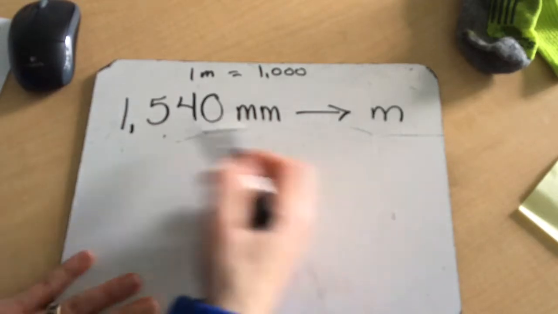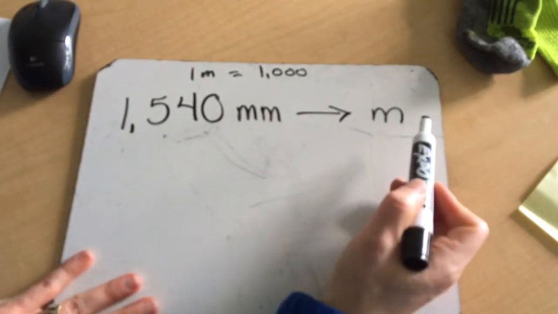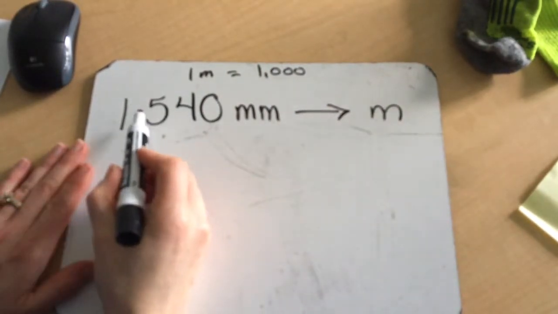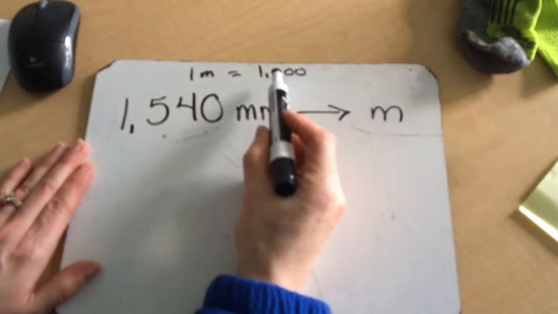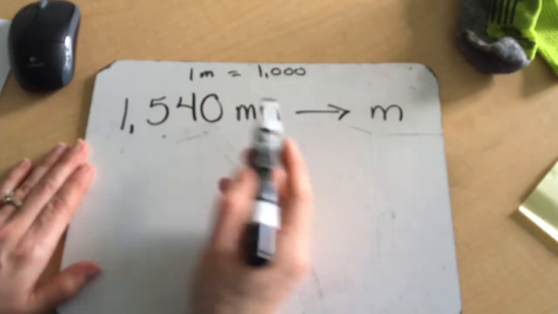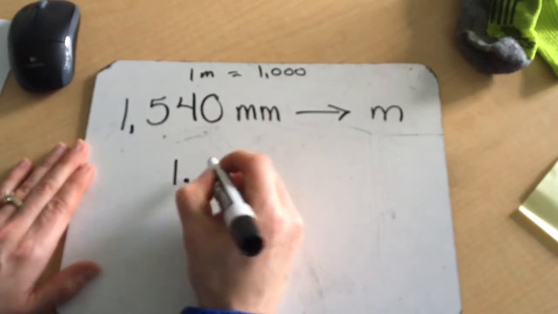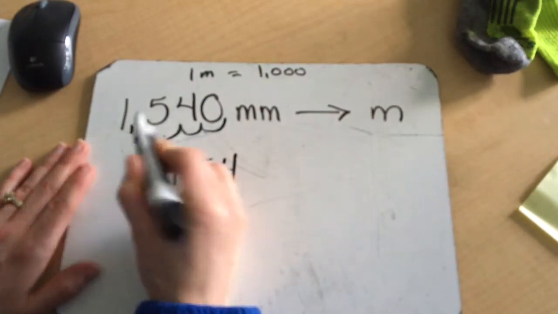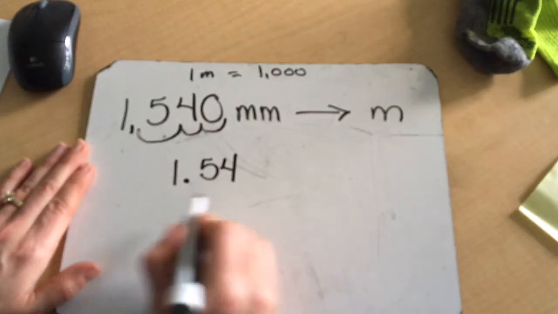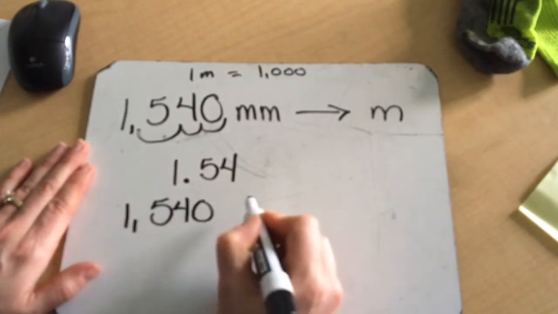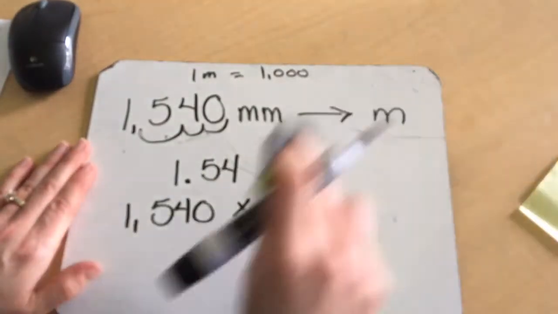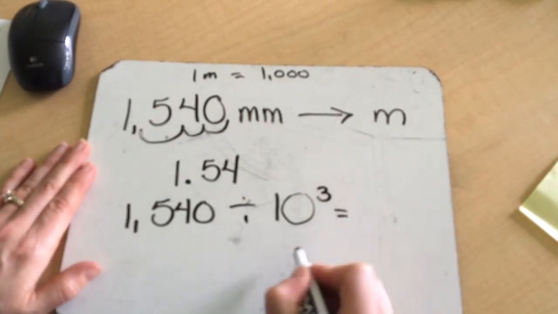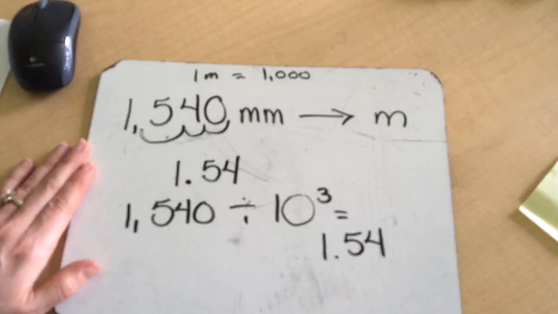Well, since I'm dividing, because I'm going from smaller to bigger, I would move to the right 3 spaces, 10 to the third power. And when I do that, I would end up with 1 and 54 hundredths because I shifted over 1, 2, 3 spaces, which would be the same as saying 1,540 divided by 10 to the third power. And that equals 1 and 54 hundredths.